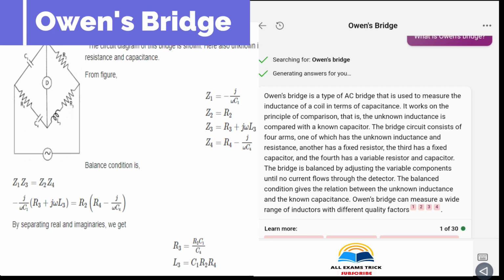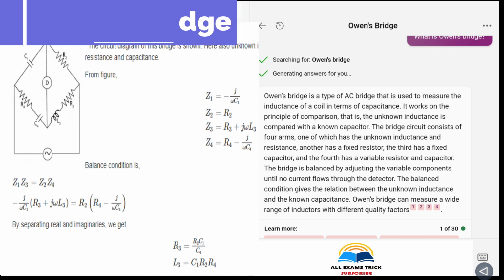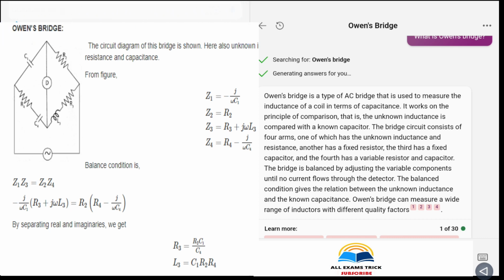The bridge is balanced by adjusting the variable components until no current flows through the detector. The balanced condition gives the relation between the unknown inductance and the known capacitance. Owen's bridge can measure a wide range of inductors with different quality factors.